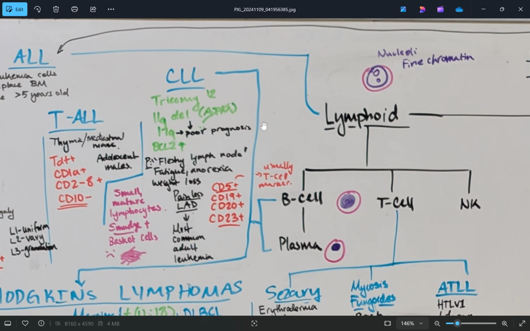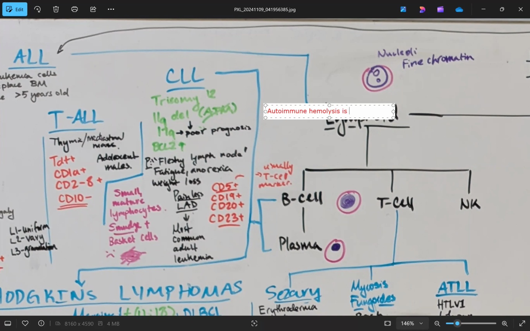You'll present with quote unquote fleshy lymph nodes, also painless lymphadenopathy is pretty important. You'll also have your fatigue, anorexia, weight loss, super non-specific. And it is in general the most common adult leukemia. For histology, you'll see small mature lymphocytes and smudge and basket cells. So smudge cells because the lymphocytes are kind of broken, they've popped and they're basically smudged on the smears. So they'll look basically like a mess. I have a sad face next to it because why not?